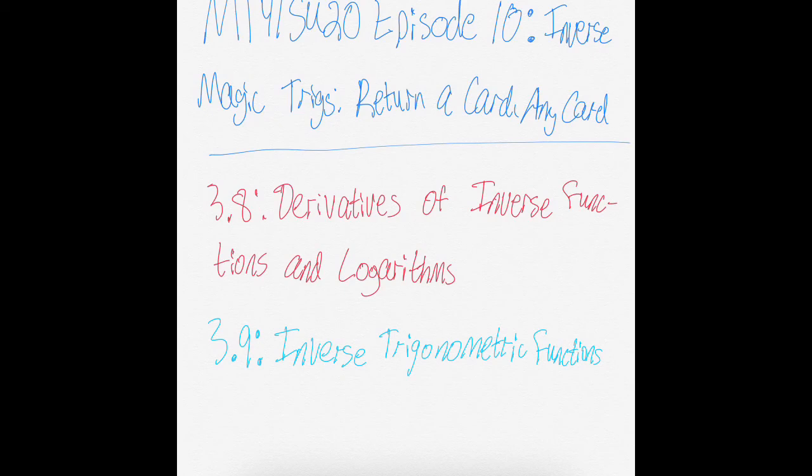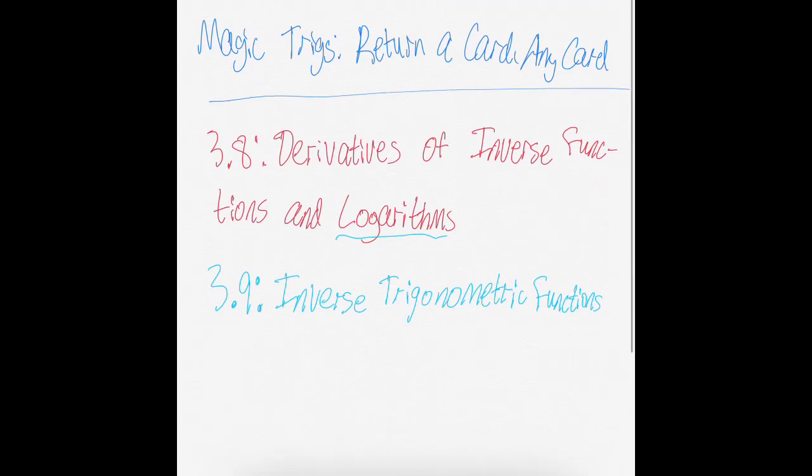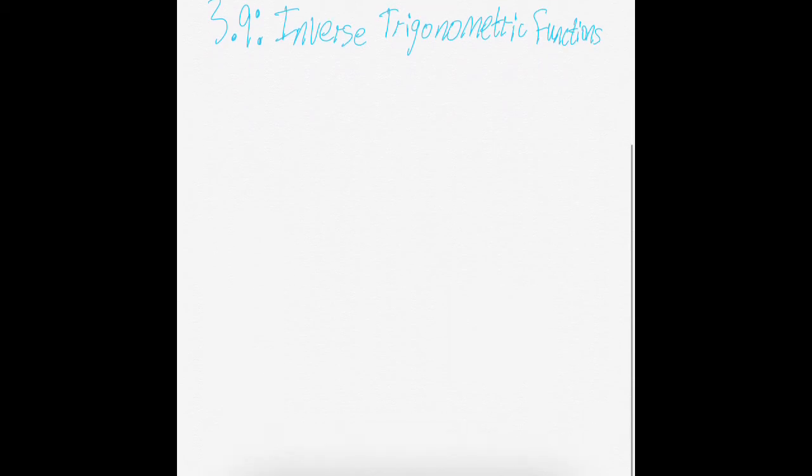We are going to be doing problems from section 3.8, which looks at the derivative of inverse functions and logarithms. And then in particular, in section 3.9, we look at inverse trigonometric functions. So today is all about inverses. Heck, even logarithms are inverses, really. They're inverses for e to the x. Just as a quick reminder, inverses are functions that undo other functions. So the logarithm, for example, undoes the function e to the x.